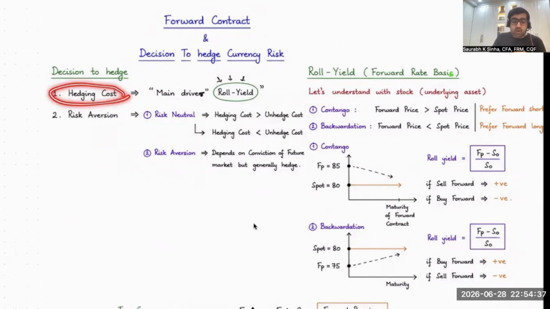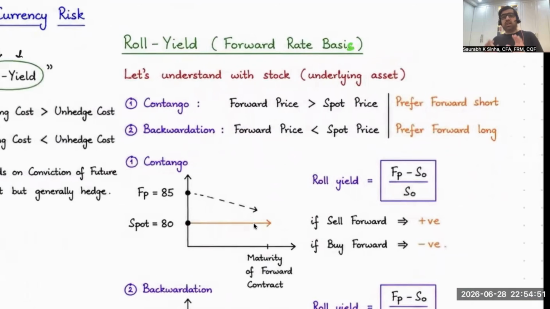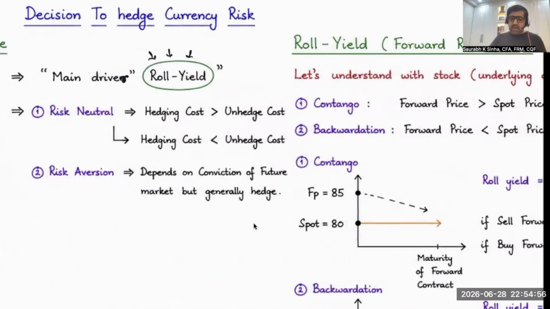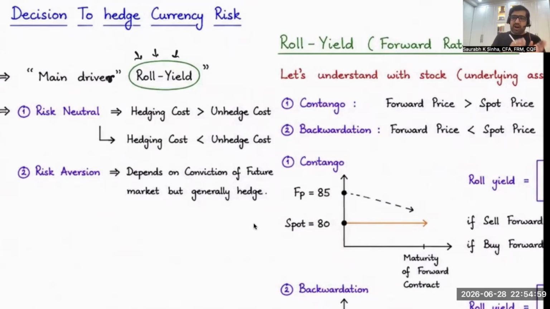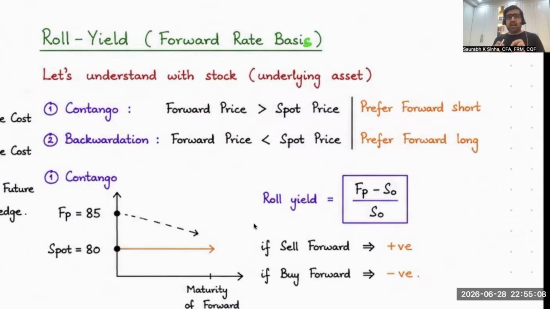And when I say hedging cost in the currency market, I'm trying to refer only to the cost associated with roll yield. Okay, roll yield cost of a hedging. That is what we are trying to discuss. Before jumping into the currency, because currency has price currency and base currency, which actually confuses students in understanding the roll yield, I'm taking a very simple underlying asset, that is a stock, and based on the stock, we'll try to understand what roll yield is in a forward contract.